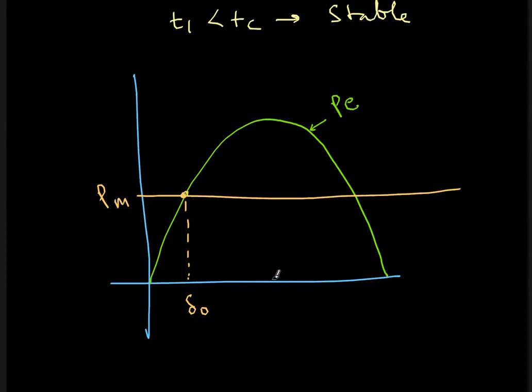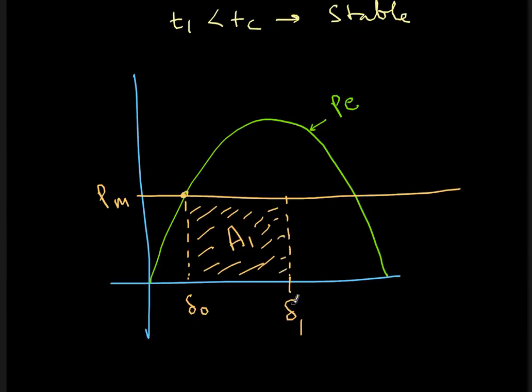Now, instead of clearing it very early at delta 1, let's say I make some delay. I take a long time to clear the fault at this point. Then this much energy is stored in the rotating mass, which results in an increase of the acceleration of the machine. Now, how to get back that energy? At this point, delta 1, I had cleared the fault.